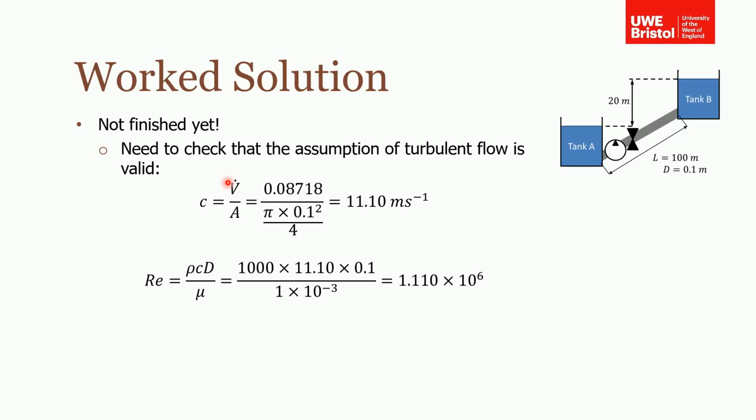So from the volumetric flow rate that we just calculated, or what we think it is, we can find the velocity in the pipe from the area. So that gives the velocity as 11.1 meters per second, and from that we can calculate the Reynolds number. So plugging that in and putting in the fluid properties, we end up with a Reynolds number which is 1.11 million, and this is well over 3,000, which is the threshold for turbulent flow. So therefore the flow in the pipe is turbulent, and therefore our original assumption of turbulent flow is correct, and therefore our answer is valid and stands.